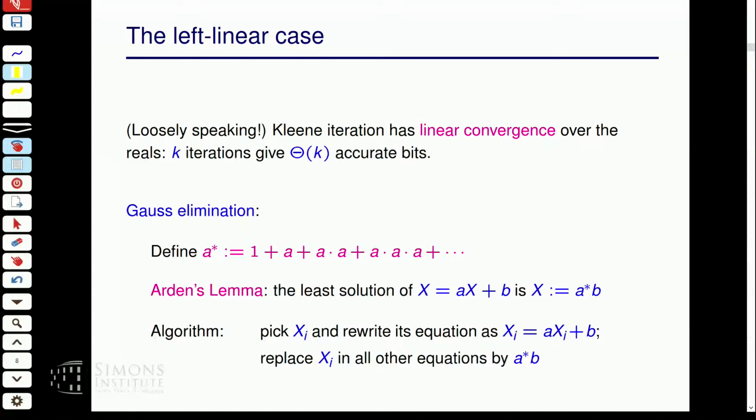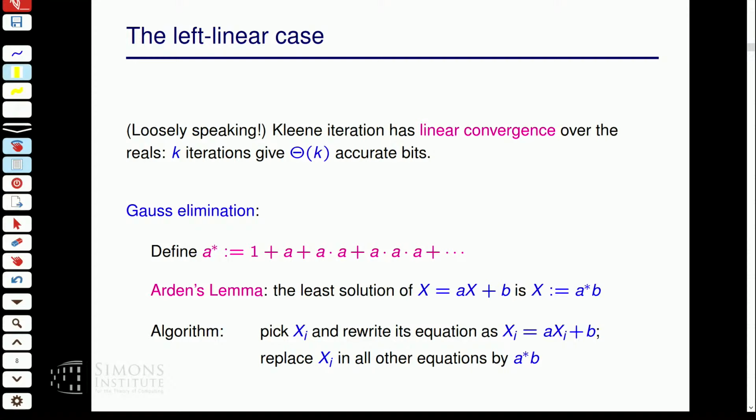You pick any equation, you rewrite it like this, using distributivity. This is going to be a term which may contain other variables, and you replace the variable xi by this term in all other equations. When you apply it to the language semiring, this is nothing but the well-known method of computing a regular expression for a finite automaton.